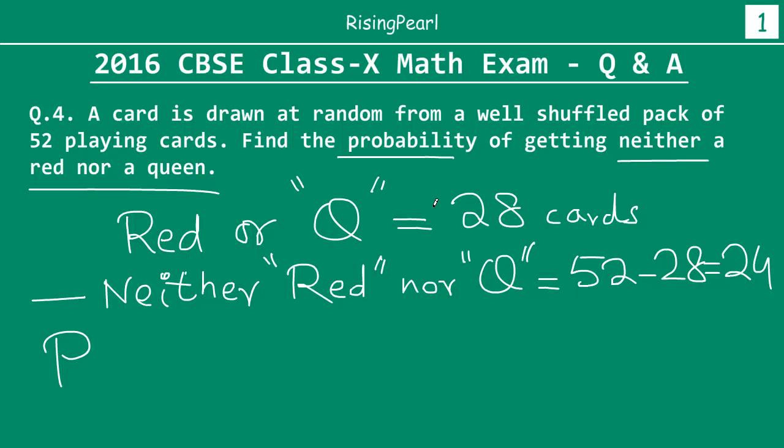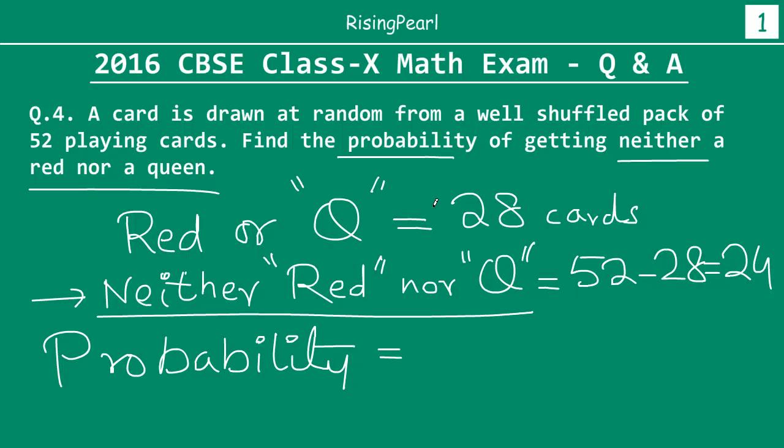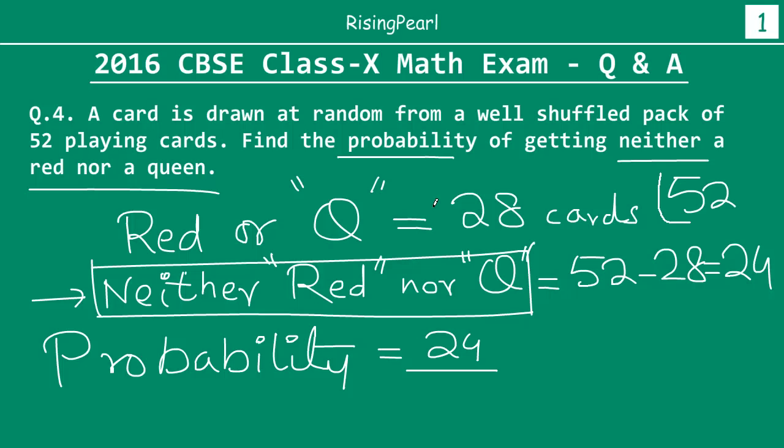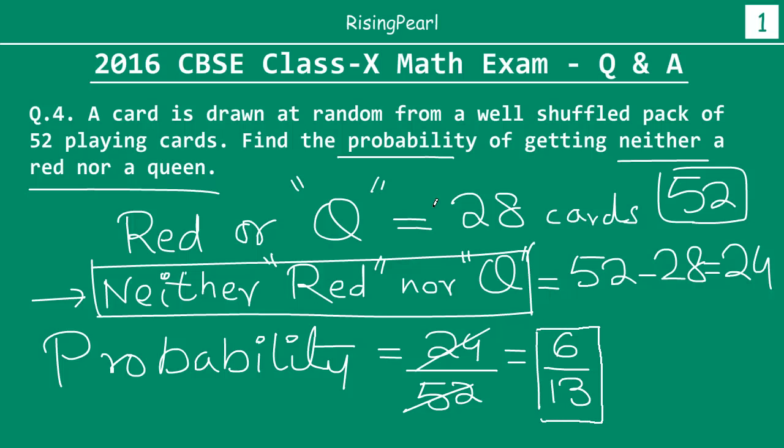So what is the probability of doing this? So the probability will be simply all the cards that satisfy our criteria, which is 24, divided by total number of cards, which is 52. If you actually divide this, I think they can get cancelled by 4. So 4 6s are 24, 4 13s are 52. So this is the probability. So probability is 6 by 13.